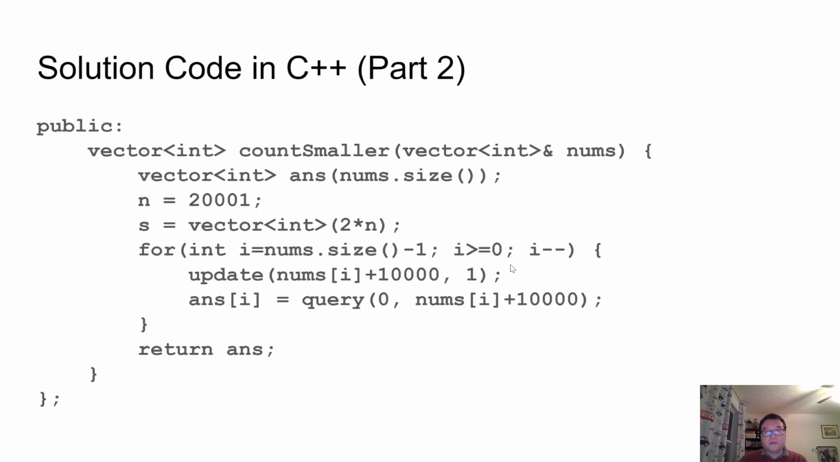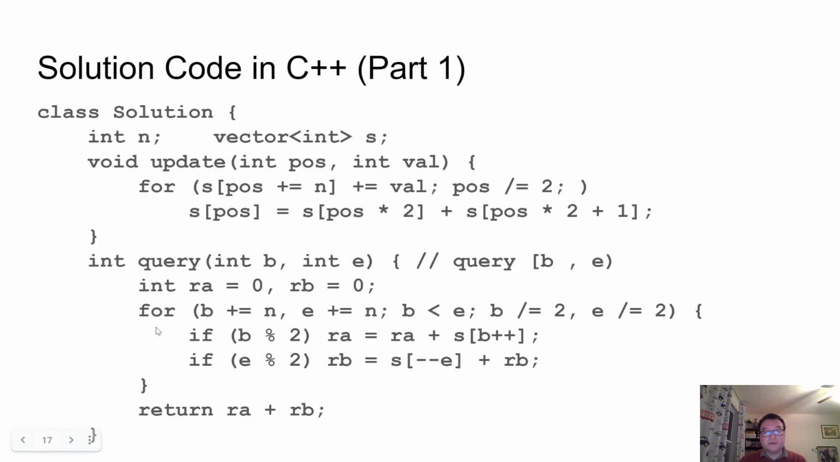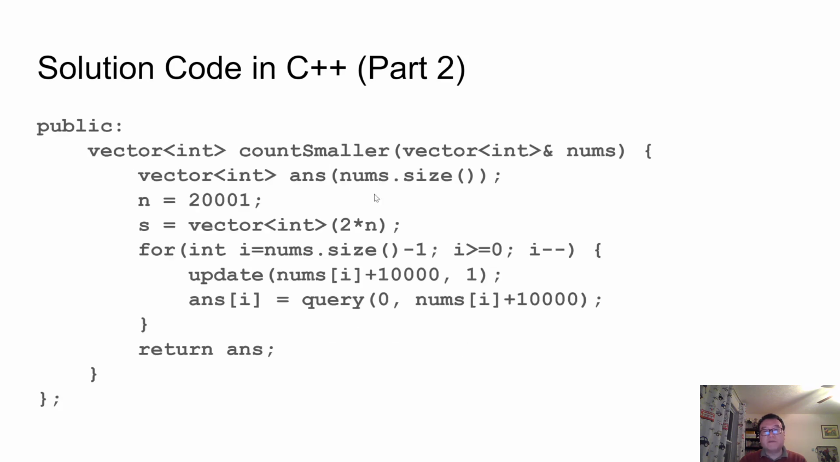So there are 2 steps. The first thing is I will update the element corresponding to the value. I need to add 10,000 to turn negative 10,000 into 0, to be a valid array index, and I will update that to 1. Here the update is actually an increment. This is one change from the template code earlier. This is plus equal, because the same value may occur multiple times. So I'm really counting how many times those occur.